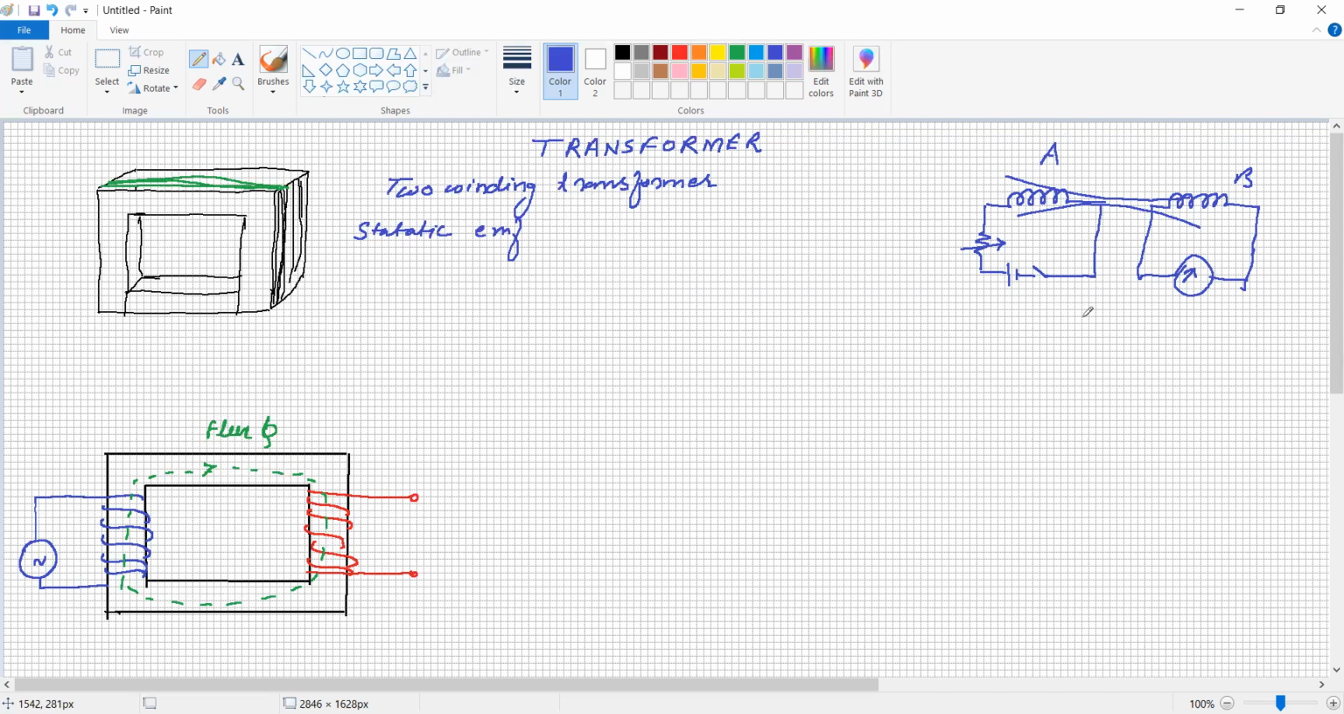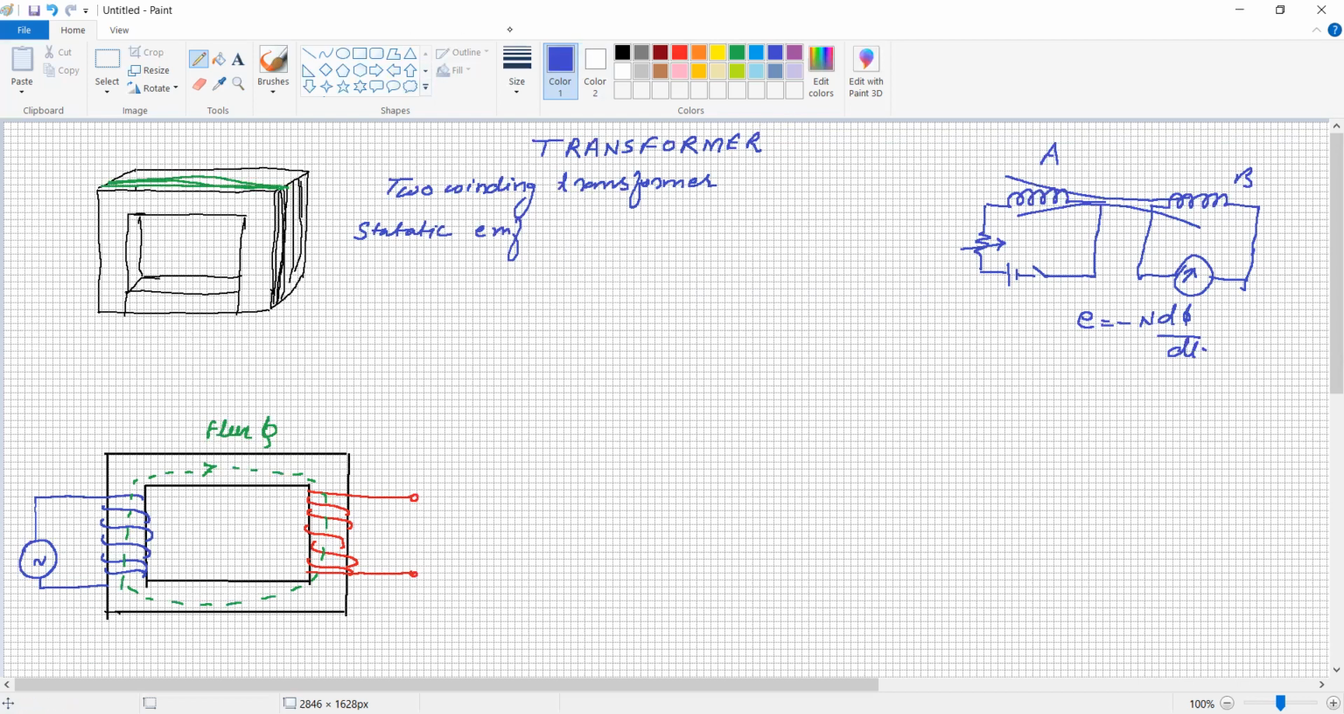It means that the induced EMF is E equal to minus N d phi by dt, where d phi by dt is the rate of change of flux. As long as there is a change in magnetic flux, an EMF is induced in the second coil. Because both coils are stationary, the cutting of magnetic flux is not like in DC motors and DC generators. It is a static EMF induced.